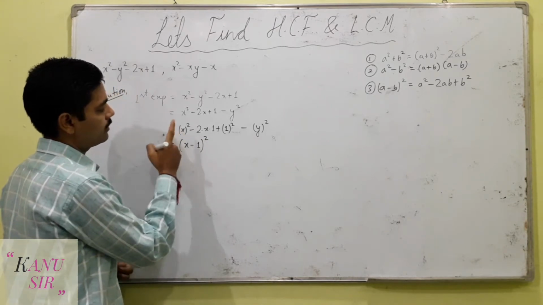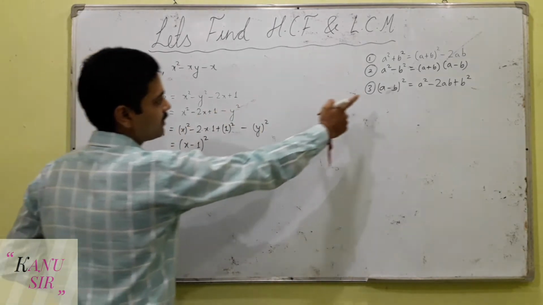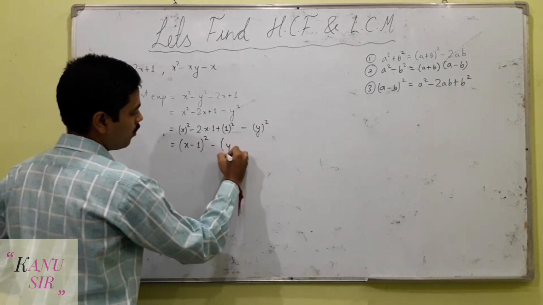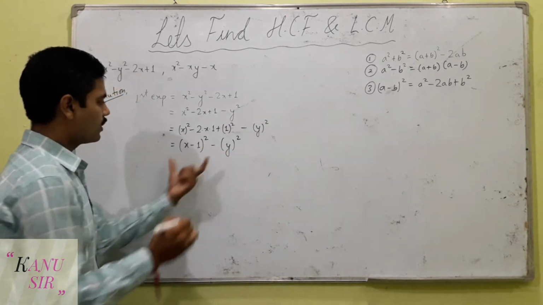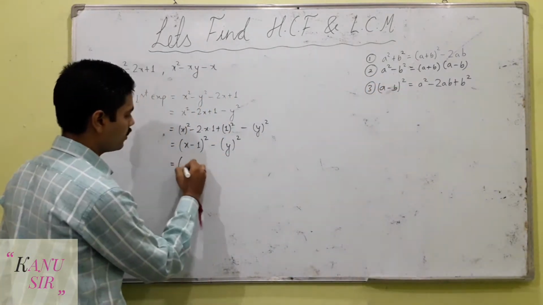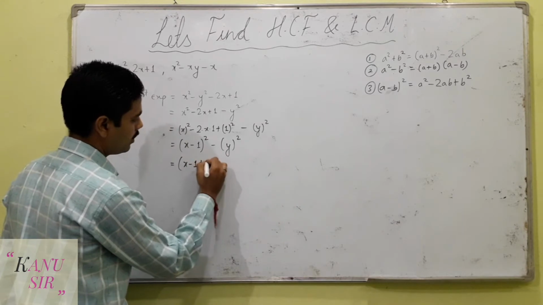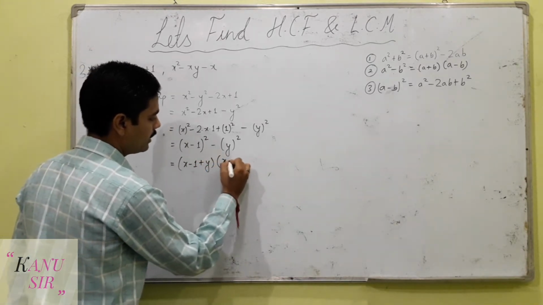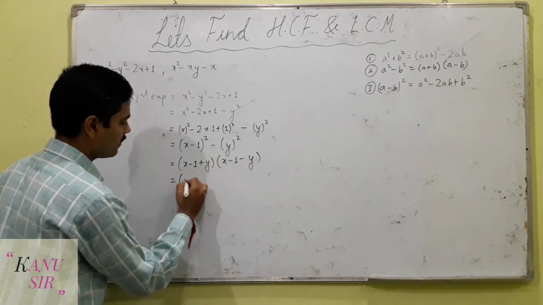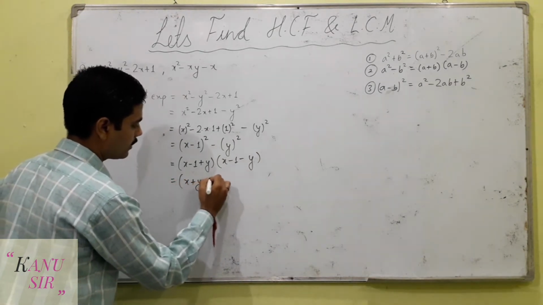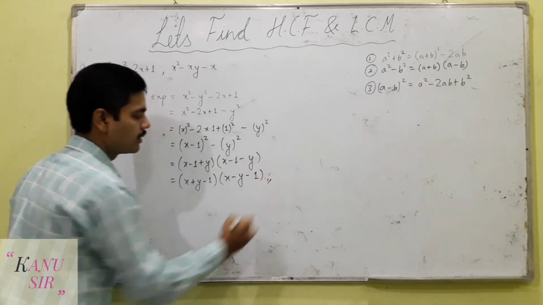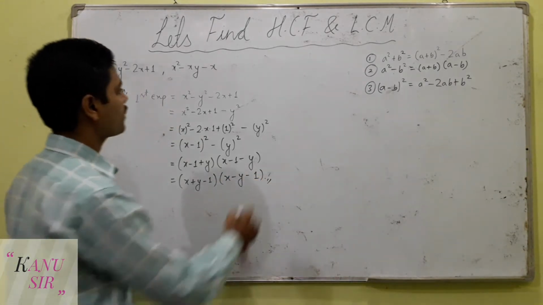Taking x as a and 1 as b, minus y whole square. Now these 2 terms look like a square minus b square, so we can put them in a formula like a plus b, again a minus b. We can arrange the variables: x plus y minus 1, x minus y minus 1. So this is all about the first expression.